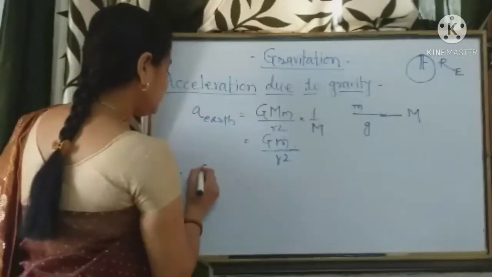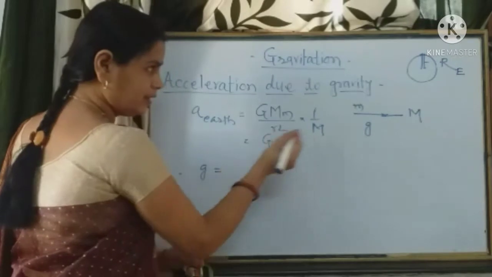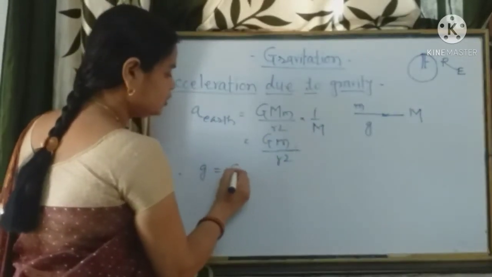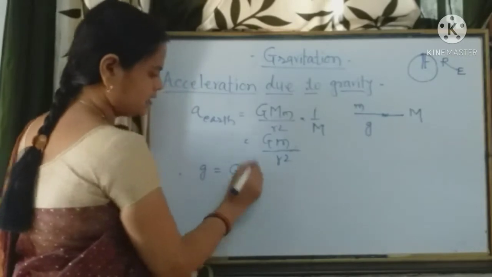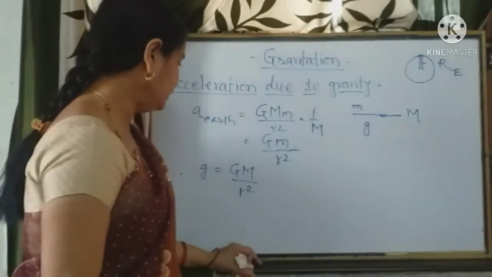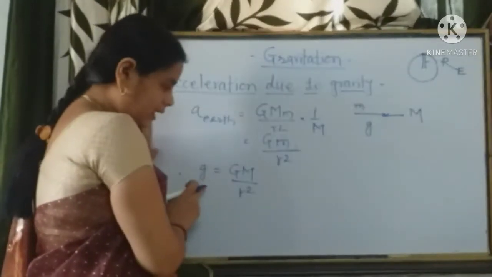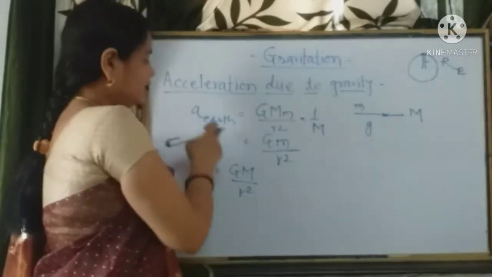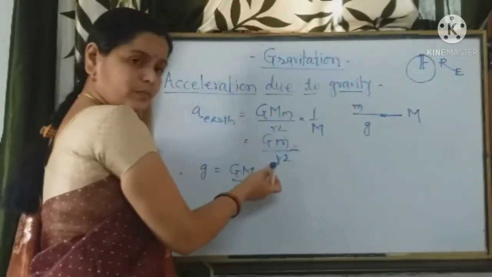Whereas the acceleration felt by the body that we have calculated right now is GM upon r square, where r is the distance between these two. This is the acceleration felt by the body towards the earth. The acceleration felt by the earth towards the body is Gm upon r square.